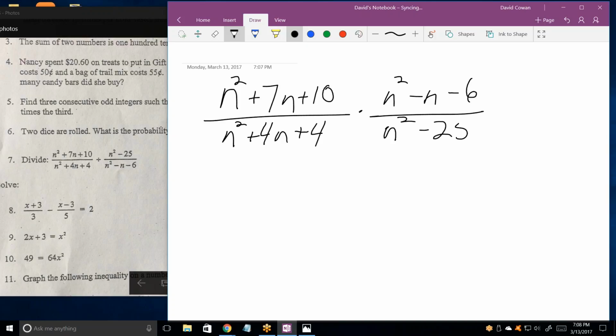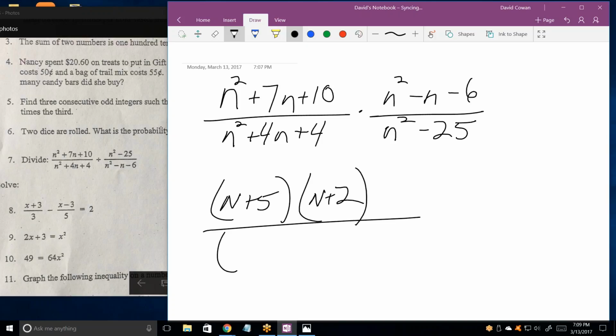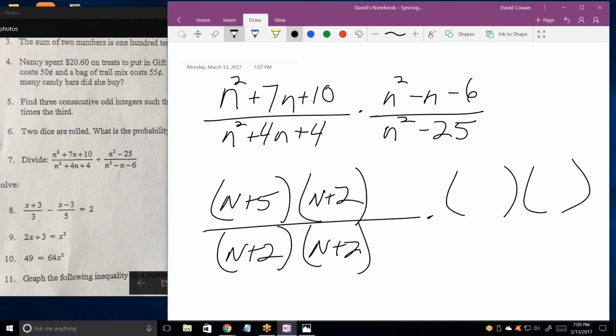Now, the other thing to notice is that all four of these things are quadratics. And this always is going to involve factoring. Solution is always factoring. So start with the top left and factor it for me. N plus 5 times n plus 2. Bottom left. N plus 2 times n plus 2. And top right. N minus 3 times n plus 3.